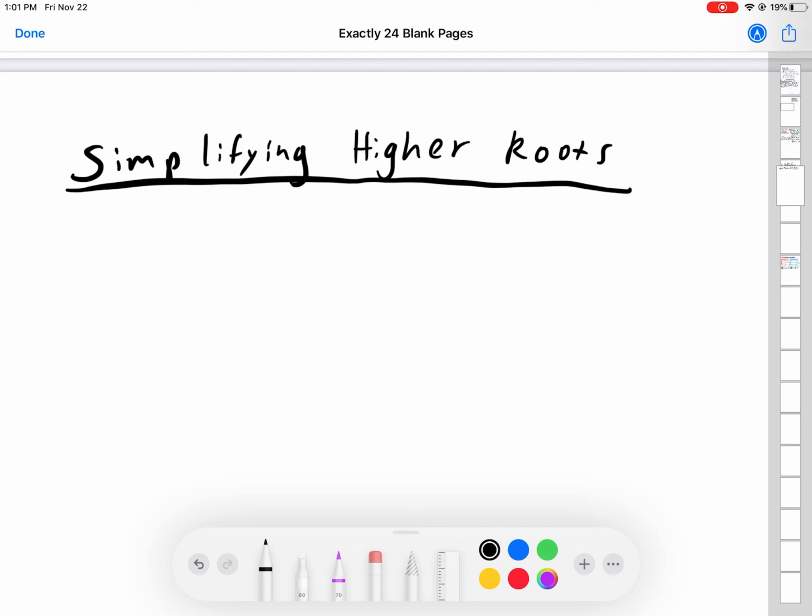Okay, in this short video, we're going to be talking about how we simplify different things besides square roots. There are different kinds of roots: cube roots, fourth roots, fifth roots, all kinds of roots, okay? Now, we've always done square roots like this.